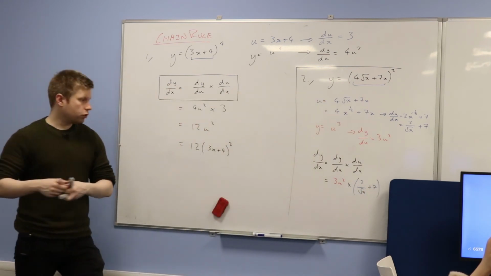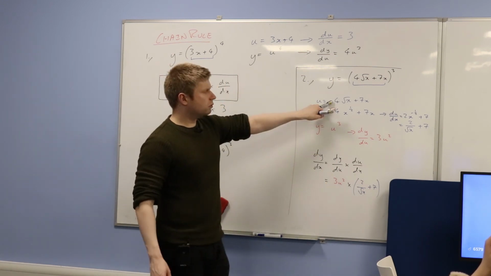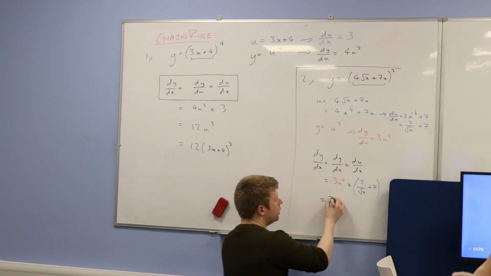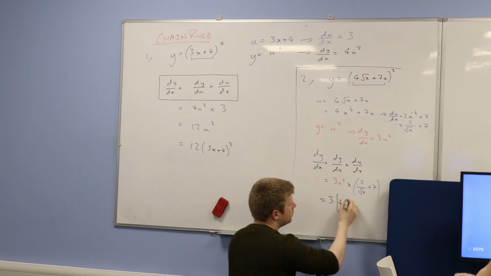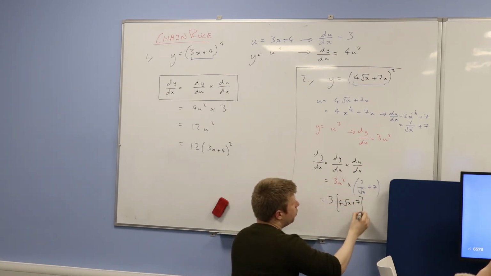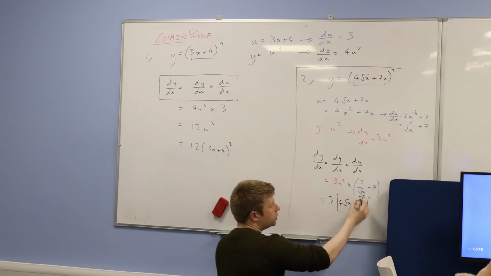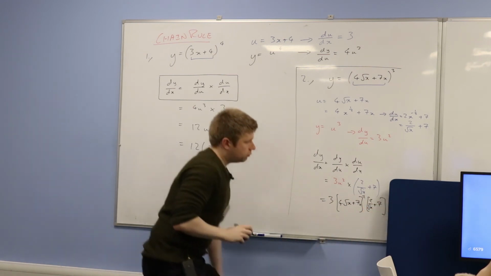Happy? Good, excellent. What was u again? Good, so make sure you leave your final answer in terms of x. So you get 3 lots of, what was it? 4 root x plus 7x, all raised to the power of 2, times by this thing, 2 over root x plus 7. Is that okay?